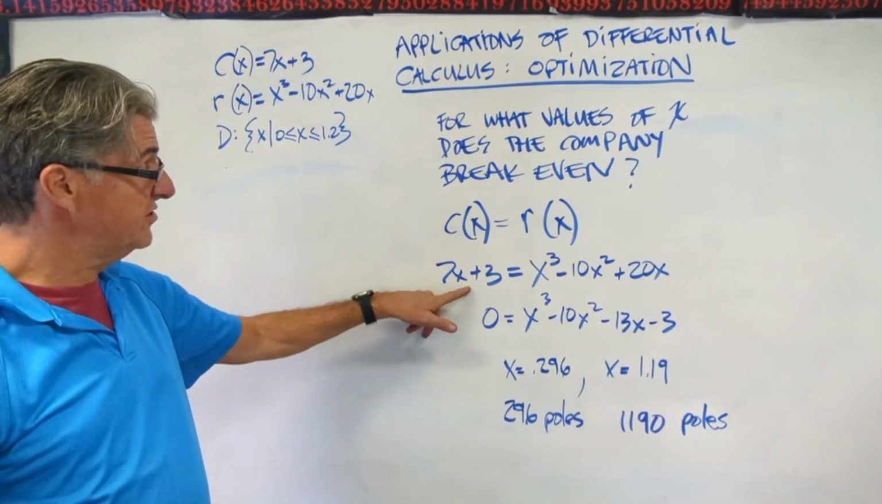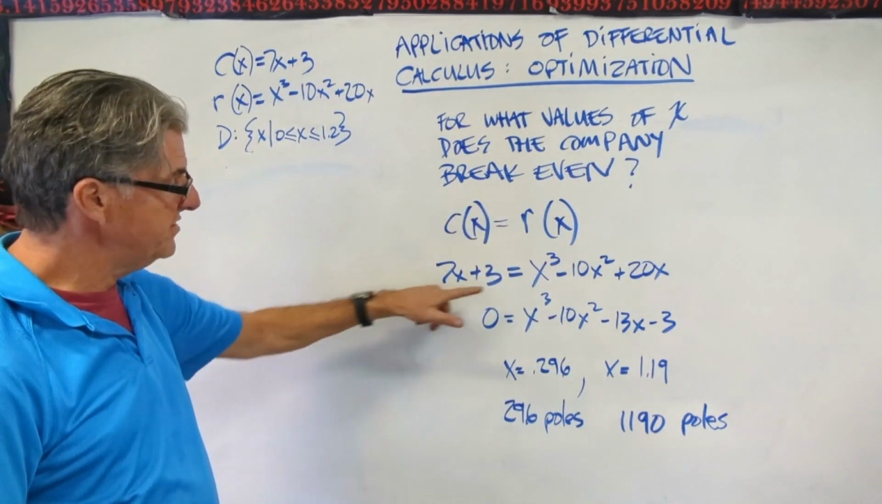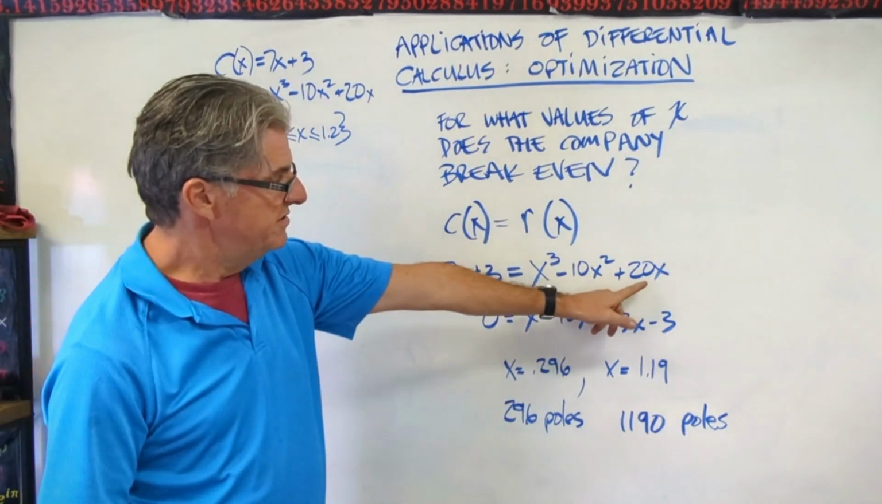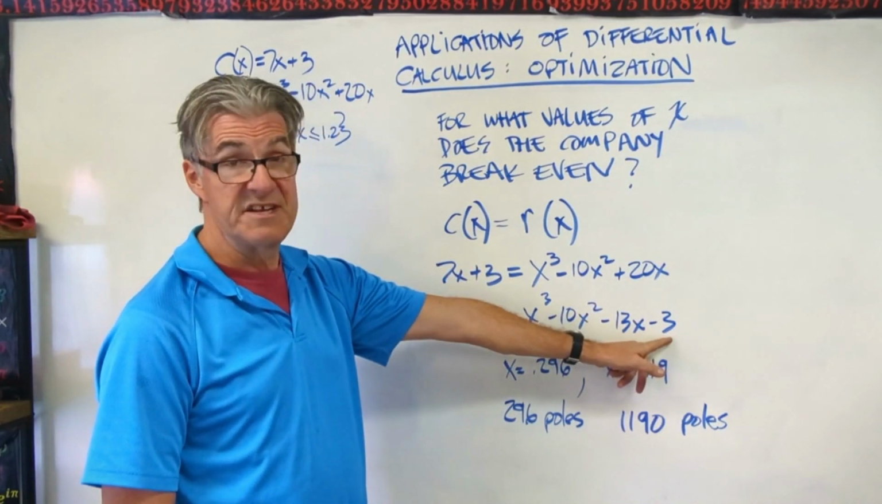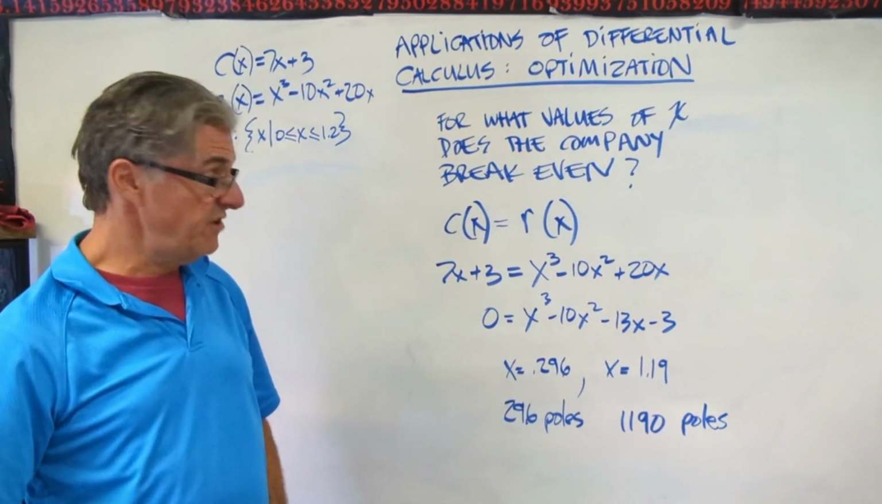Okay, so here's my plug-in step. I just put my cost function in here, I put my revenue function there, then I moved my cost function over to this side by subtracting it. So really that only just decreased my 20x term to 13x and slapped a -3 onto the end. Now this is a cubic function. Get out your calculator to solve that.